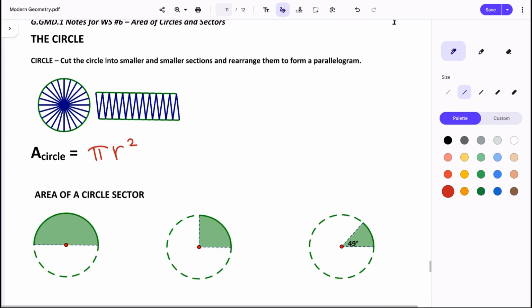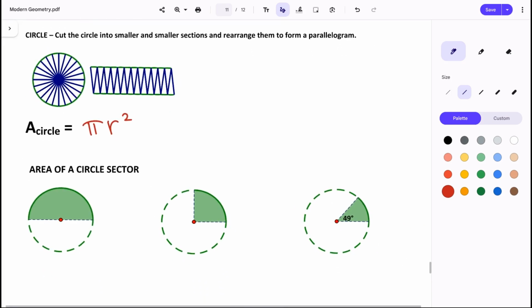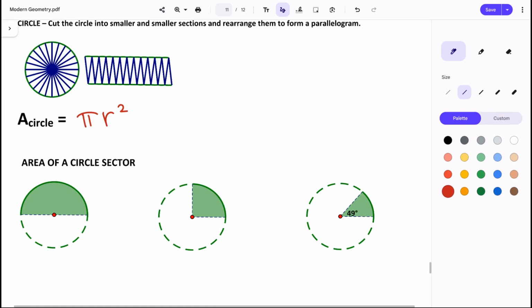Now let's talk about these other things here, which are circle sectors. So a circle sector is a piece of the circle that I'm looking at. So I'm not looking at all of it. Think about if you had a pizza, and you cut it up into slices and you take away 3 pieces. And you were trying to figure out the area of the amount that you took away, that would be your sector.